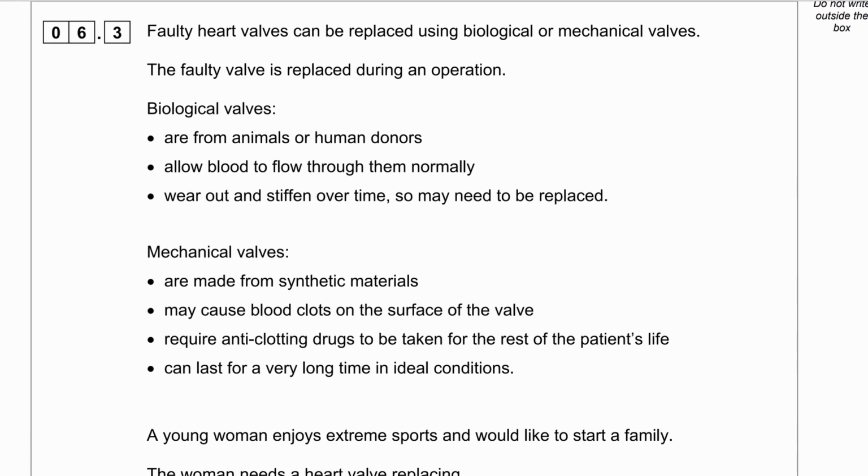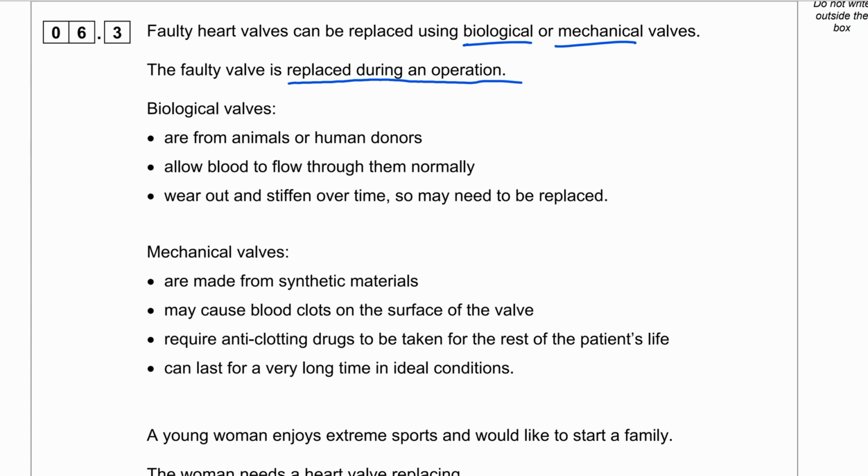6.3. Faulty heart valves can be replaced using biological or mechanical valves. The faulty valve is replaced during an operation. Biological valves are from animals or human donors, allow blood to flow through them normally, wear out and stiffen over time, so they may need to be replaced. Mechanical valves are made from synthetic materials, may cause blood clots on the surface of the valve, require anti-clotting drugs to be taken for the rest of the patient's life, can last for a very long time in ideal conditions.